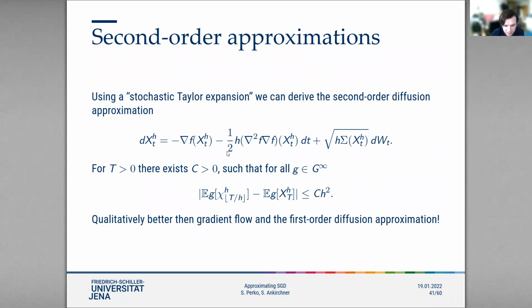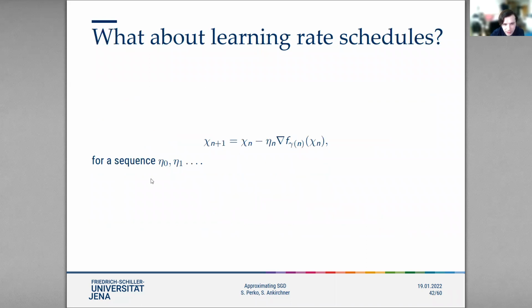And now for a slightly different topic. What about learning rate schedules? What about if we want to change the learning rate over time? Because this is often what we're doing when we're learning. So we have a sequence now, eta 0, eta 1, and so on, of learning rates. And we consider the stochastic gradient descent iterates with this sequence of learning rates.